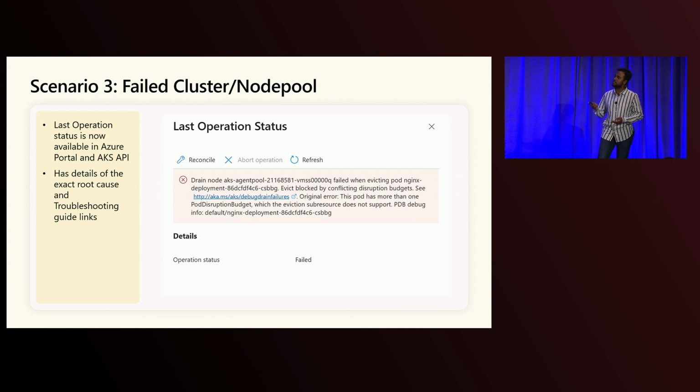because of various reasons. Here, I want to call out something that we now have available in both Portal and the AKS API. This is now GA, which is the last operation status. So you don't have to go through several hoops to get this. You will find this both in Portal and the API, which has exactly what failed and what the error was, including the troubleshooting guide. You can go through this on the overview page, and it is also shown in other places where it's available.